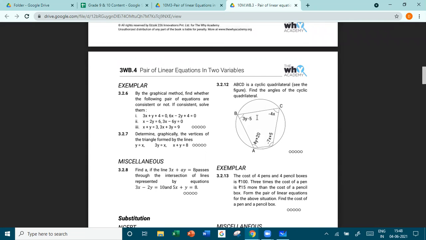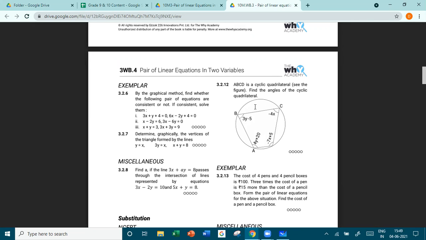Ninth grade maths concepts are involved in the 12th one, right? ABCD is a cyclic quadrilateral. Find the angles of the cyclic quadrilateral. Can anybody tell me which property we'll use here? Ma'am, opposite angles are supplementary. The sum of opposite angles is equal to 180 degrees. Okay, very good.